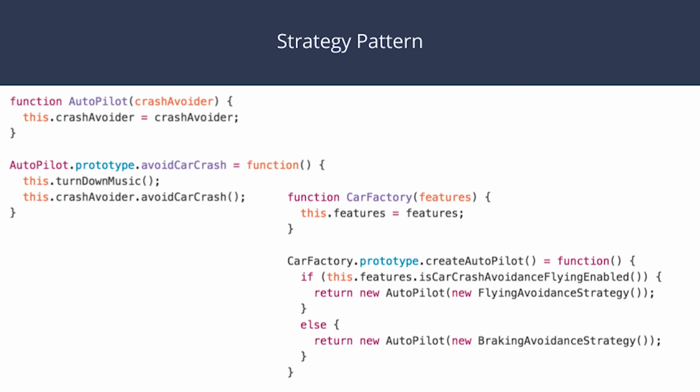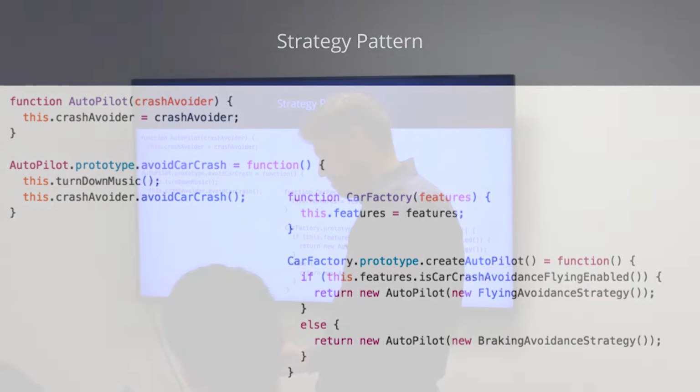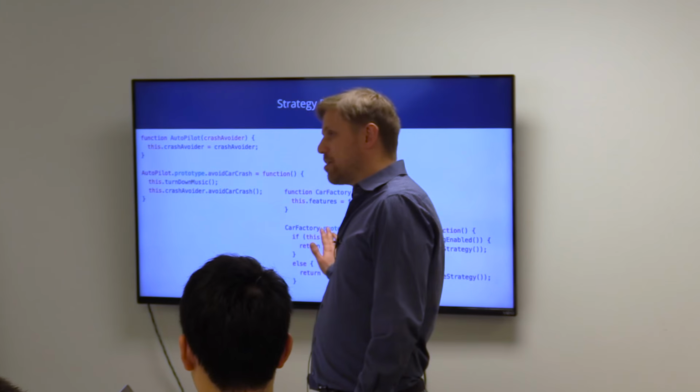Basically, this is using a strategy pattern. So here you have a flying avoidance strategy and a braking avoidance strategy. Now, a strategy pattern, if you aren't that familiar with it, is just a way of encapsulating an algorithm in a class, and then you can have different implementations of that algorithm or what it actually does. Any questions about that?